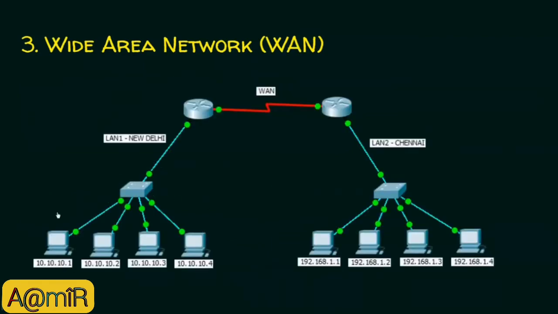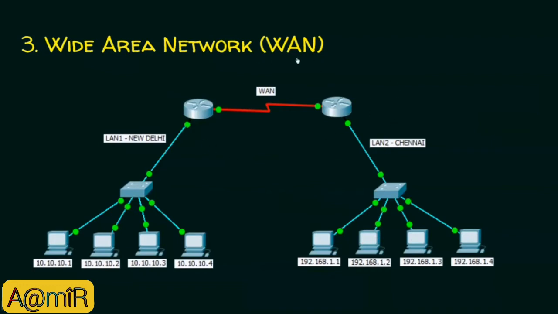There are two local area networks. One local area network is in New Delhi and the other local area network is in Chennai. These two local area networks are in two different places in the country, and they are separated by a very large geographical area. But still, this computer can communicate with this computer. And this is possible only with the help of a wide area network.